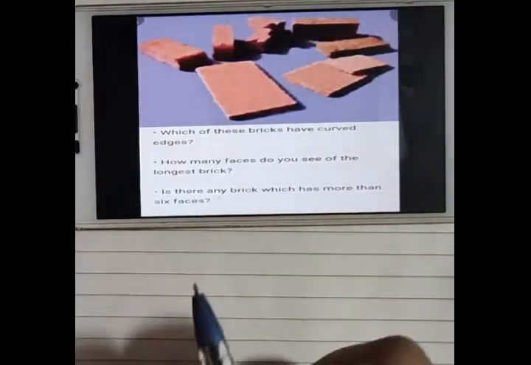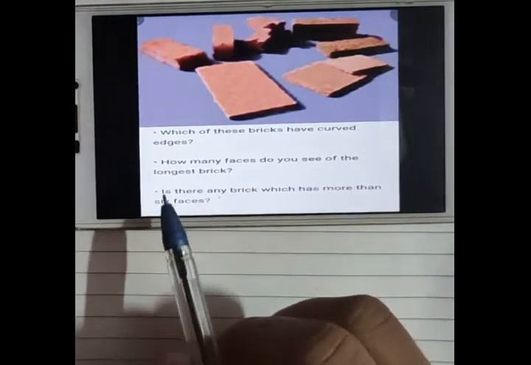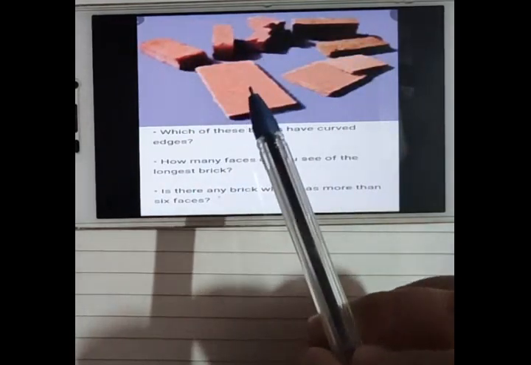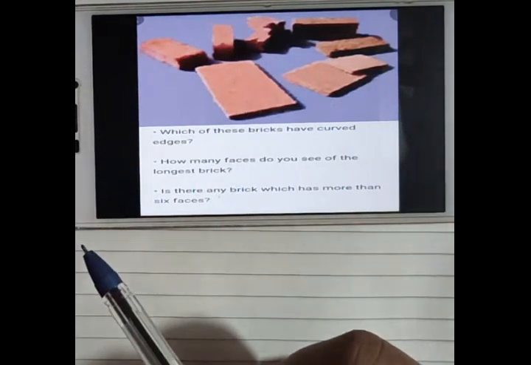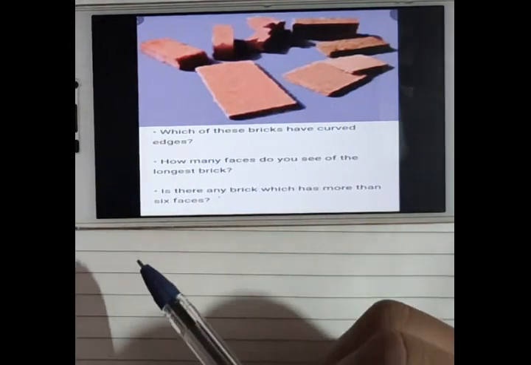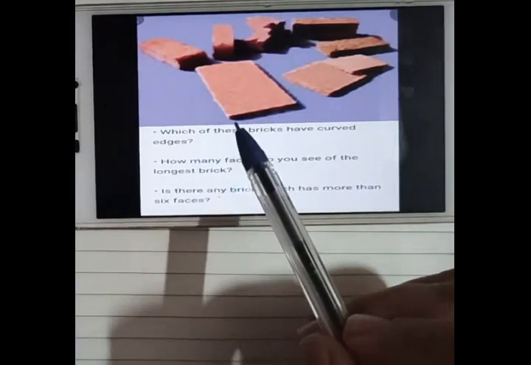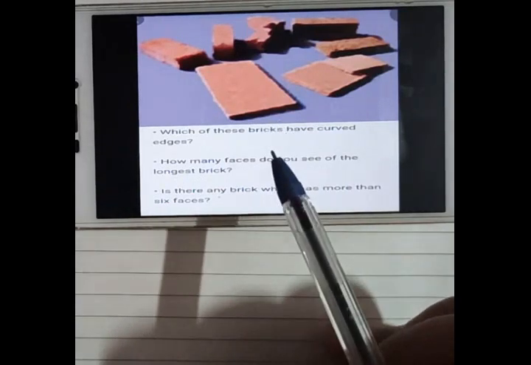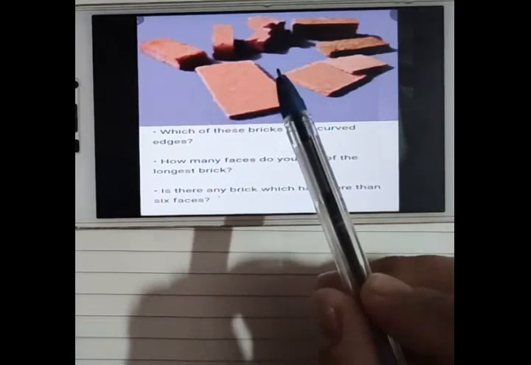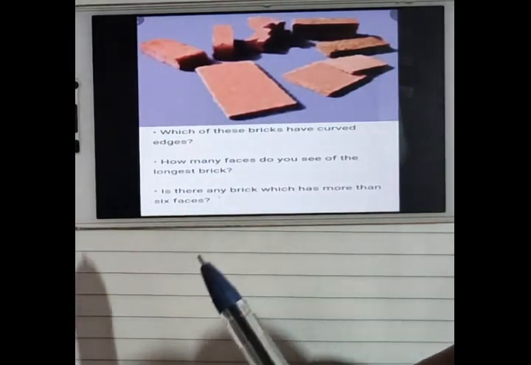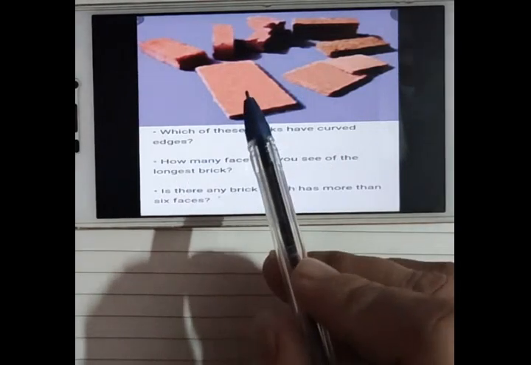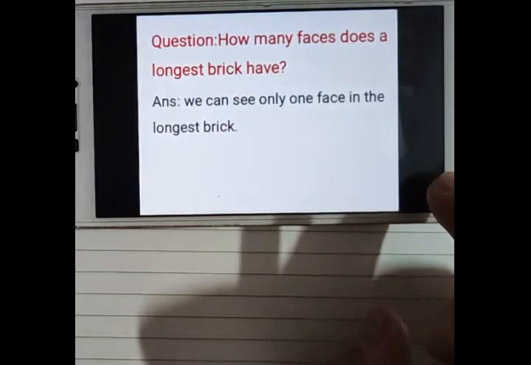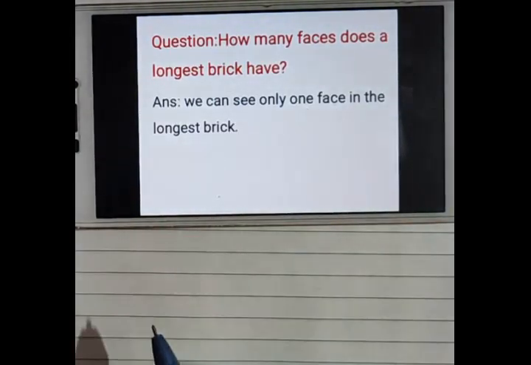The second question we have: how many faces do you see of the longest brick? In the given figure there are many bricks, out of which this represents the longest brick, isn't it? So how many faces do you see? I can see only one face. This face we cannot take because we have to move to the other side, in front of it, to see that face. Even this we cannot see, that side is out of our reach. So we will consider only one face of the longest brick. So our answer is: we can see only one face of the longest brick.